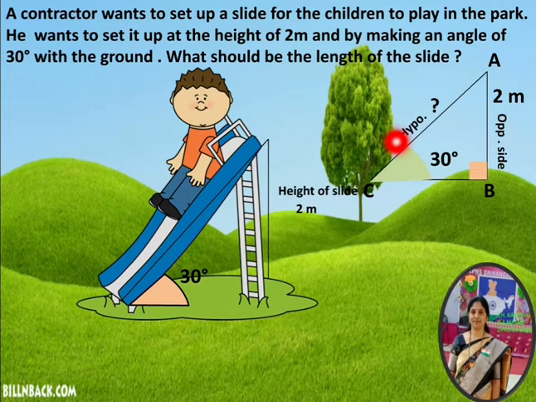So we have to choose a proper trigonometric ratio which is suitable for this situation. Opposite side by hypotenuse. That means we have to choose the sine trigonometric ratio. So sine theta is suitable to solve this problem. Okay. So now try to solve the problem.